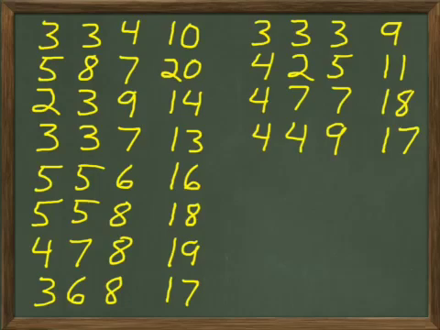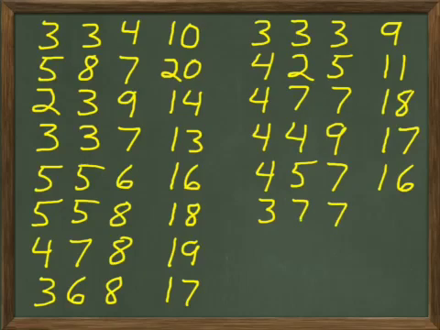How many are 4 and 5 and 7? Well, 4 and 5 are 9. 9 and 7 are 16. Are these getting easier? They should with practice. 3 and 7 and 7. How many are 3 and 7? That's 10, right? 10 and 7 are 17.